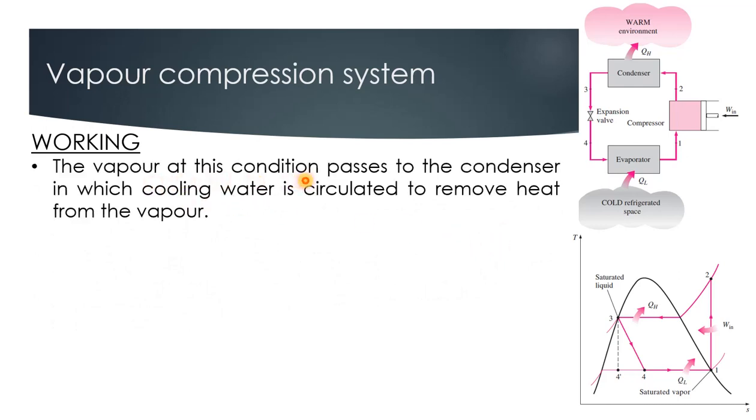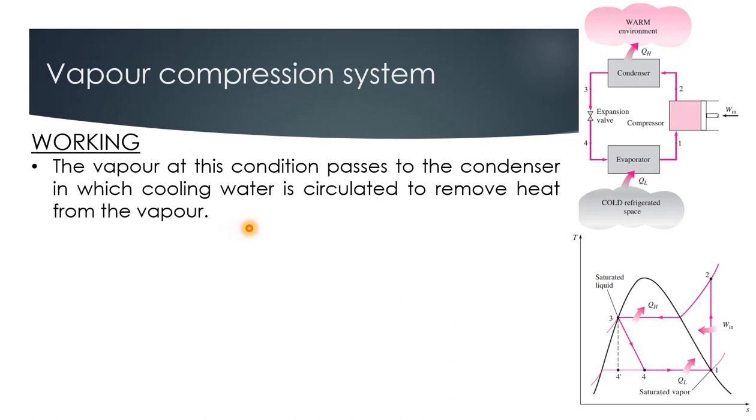The vapor at this condition passes to the condenser in which the cooling water is circulated to remove heat from vapor. So ഇവിടെ നേരെ രണ്ടിൽ നിന്ന് നമ്മൾ നേരെ കണ്ടൻസറിലേക്ക് പോകുന്നു. And in this condenser, a cooling water is supplied, and because of that, heat is absorbed from this superheated vapor. Okay. So അതുകൊണ്ട് തന്നെ ഇത് heat reject ചെയ്യുന്നു. Heat rejected to the cooling water.